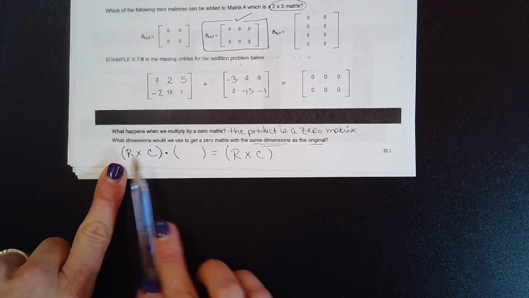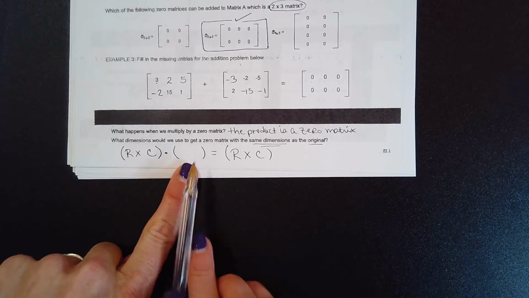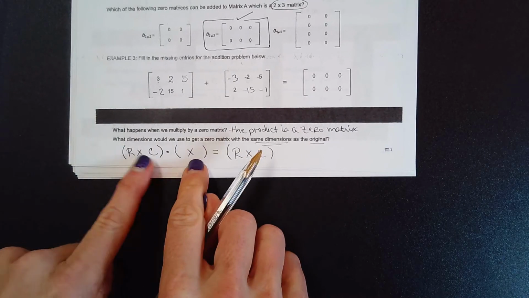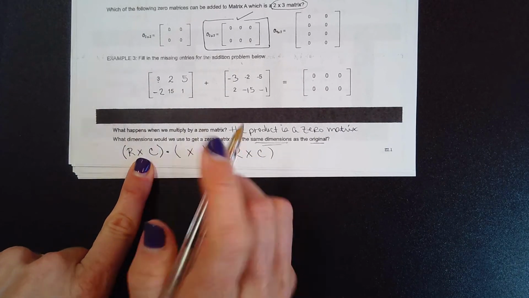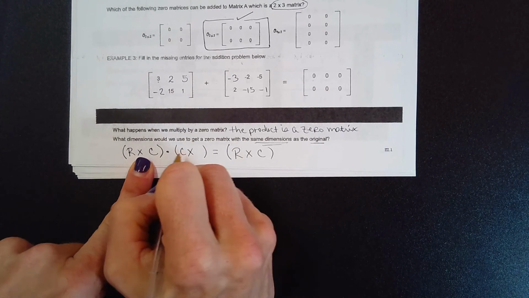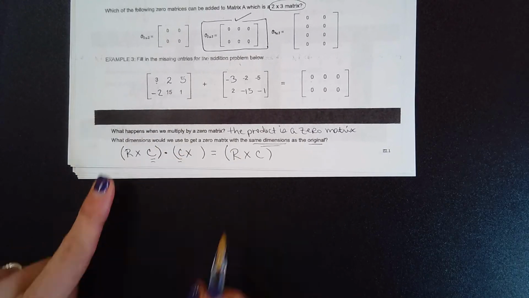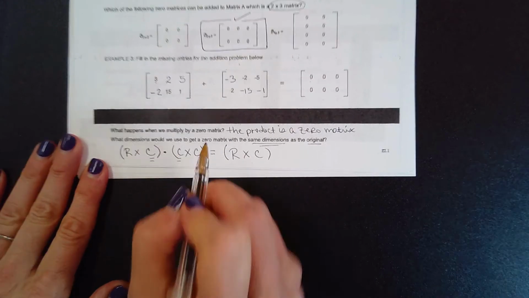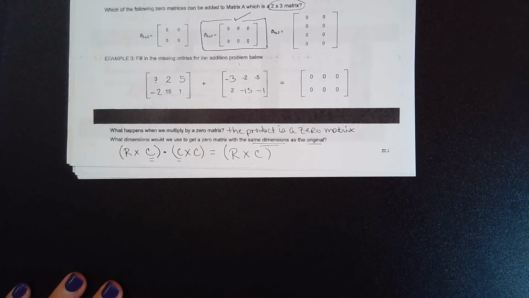Well, this matrix has to have a C for rows because remember, the two inside numbers have to be the same. And if I want it to look like this, it's going to have to be column by column. So that would be the answer.